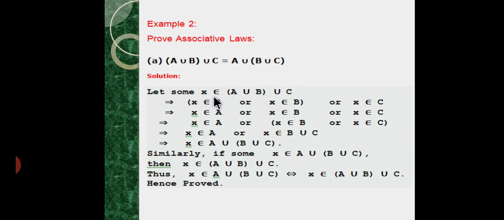So let some x belong to A union (B union C). That means x belongs to A or x belongs to B or x belongs to C. So grouping, x belongs to A or x belongs to B, or x belongs to C. So x belongs to (A union B) union C. So we considered x in A union (B union C), but we proved x belongs to (A union B) union C. From this we write that x belongs to A union (B union C) is equivalent to x belongs to (A union B) union C, hence proved.